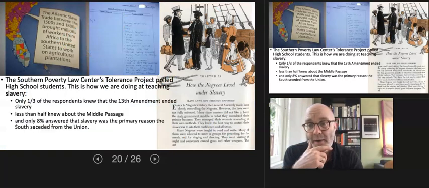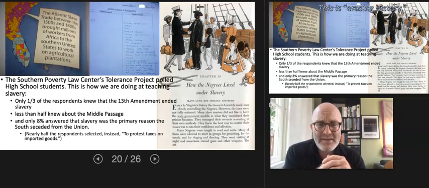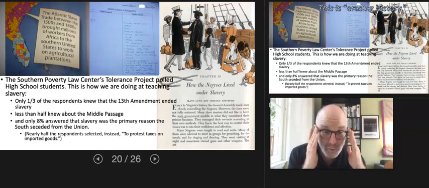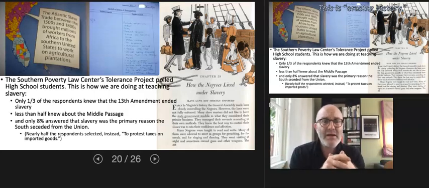Triangular trade. And then only about 8% answered that slavery was the primary reason for the South seceding from the Union. It was. There's a lot of hullabaloo about states' rights, but it's a state's right to have slaves. Period. Full stop. The Civil War was about slavery. And that's just the history. Half of the respondents say that it was to protest taxes on imported goods. Just not even relevant. So as a discipline, the discipline of history at the K through 12 level has not wanted to have those difficult conversations.